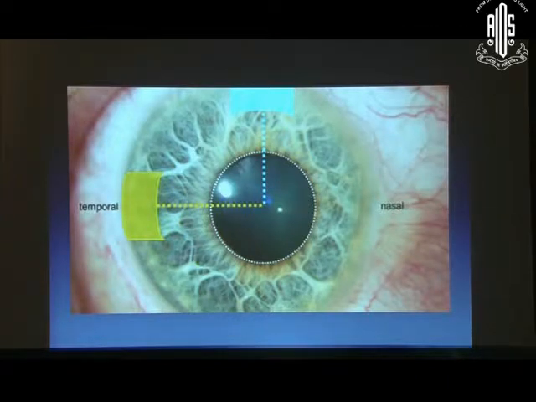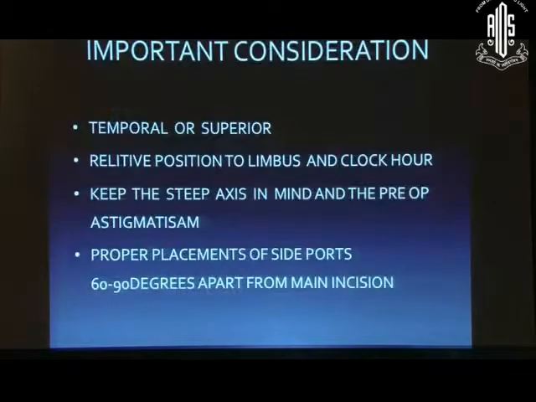If you have a deep-set eye, you're going to make a temporal incision as against a superior incision. So the important characteristics are where you want to place the incision, your steeper axis, the clock hour you want to keep it, and the exact size of your incision. Another very important point I want to make is your side port. Though we consider them as stab incisions and just paracentesis wounds, they should be 60 to 90 degrees apart.